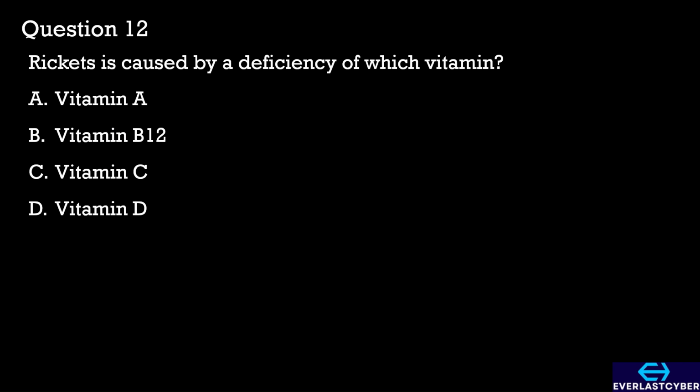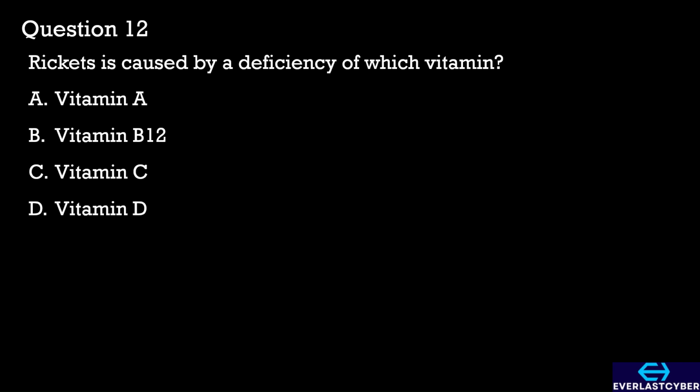Question 12. Rickets is caused by a deficiency of which vitamin? A, vitamin A, B, vitamin B12, C, vitamin C, D, vitamin D. Rickets is a disease in children that is characterized by soft, weak bones and skeletal deformities. Now, looking at the options, vitamin A is important for vision and immune function, but a deficiency of it doesn't cause rickets.